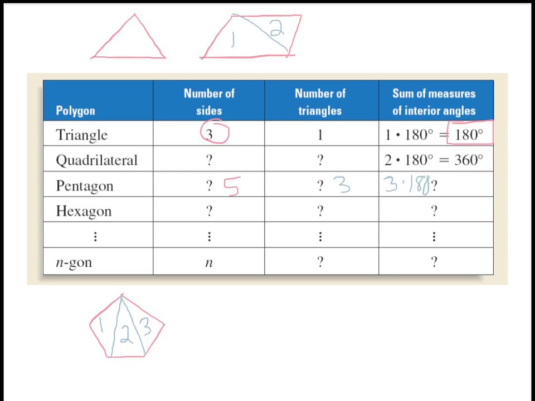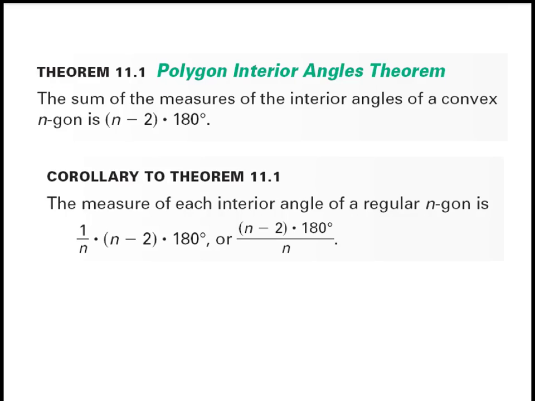Now we can summarize all of this in the rule that we're going to learn about, the sum of the interior angles of polygons. The Polygon Interior Angles Theorem tells us that the sum of the measures of the interior angles of a convex n-gon is n minus 2 times 180. Now the corollary to Theorem 11.1 asks us to find the measure of each interior angle of a regular n-gon.